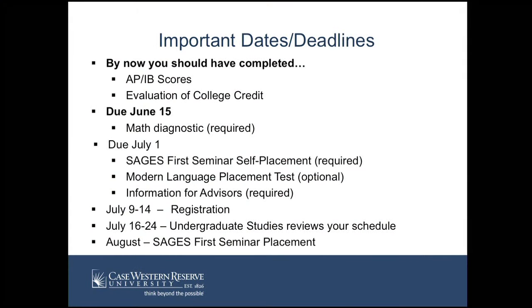Coming up at the beginning of July, you'll need to make sure that you've taken the opportunity to respond to the writing prompt and do your SAGES first seminar self-placement. If you are planning on taking a foreign language in the fall, if it's one of the five that we offer placement tests for, Spanish, French, German, Russian, or Chinese, take those placement exams. Again, there's no university-wide language requirement, so it's not required that you take a language. And if you're planning on taking a language that doesn't have one of those placement tests, you don't need to take a placement test. But for those of you who are planning on doing so, please do that.